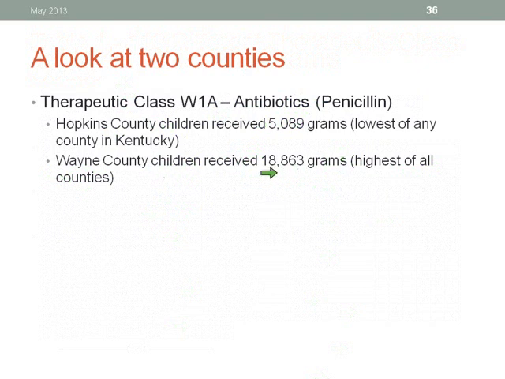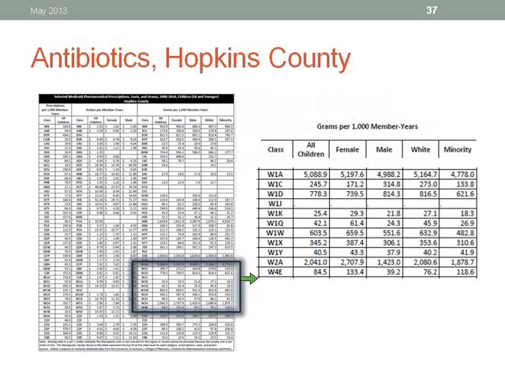So again, you ask yourself the question, why is it so much higher in Wayne County? Well, as I look at the next slide here, there's more than one therapeutic class that's an antibiotic. So maybe part of that difference is a prescribing difference, that the providers in one county prefer to use the antibiotics in this class compared to these other ones. These are all antibiotics. This is a table for Hopkins County, and these are the grams. These are for kids.